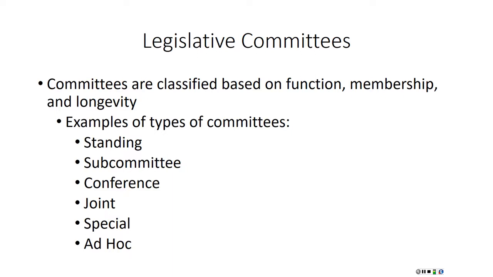The other one I want to mention here, and I'll talk about it in length later, conference committee, their function, they compromise on legislation. The conference committee compromises on legislation. Their membership is inclusive. It is going to be both the House and Senate members. Longevity, temporary. Once their job is done, they disband. Once their job is done, they go away.